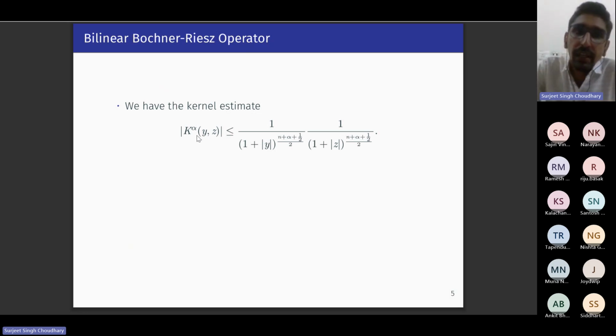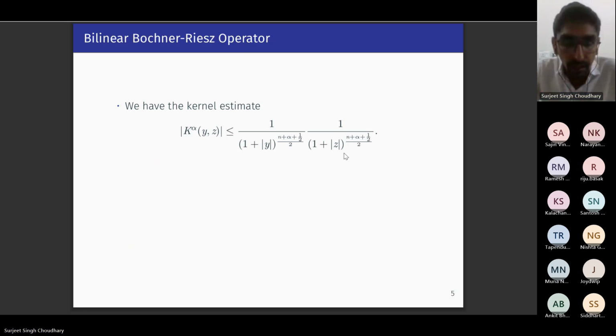So we can dominate K_alpha(y, z) by 1 divided by (1 plus |y|) to the power (n plus alpha plus half) divided by 2, and similar terms in the z variable. So when alpha is bigger than n minus half, then this exponent of 1 plus |y| in the denominator will be bigger than n. So when it's bigger than n, then this becomes an integrable function.